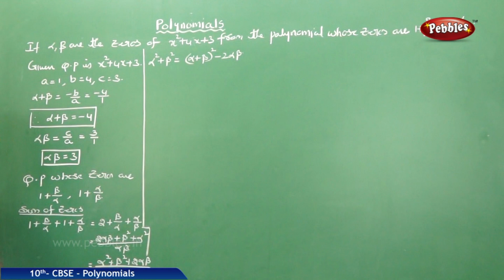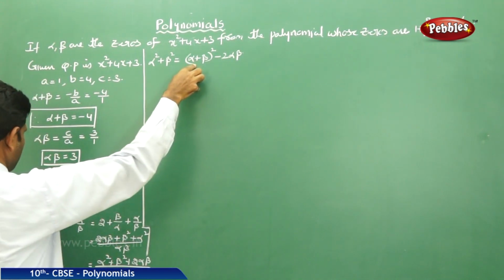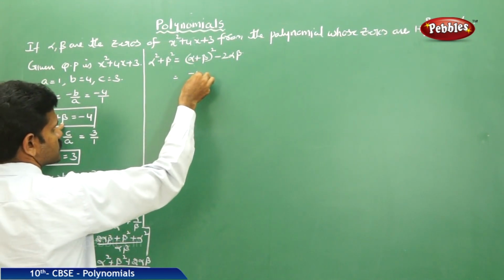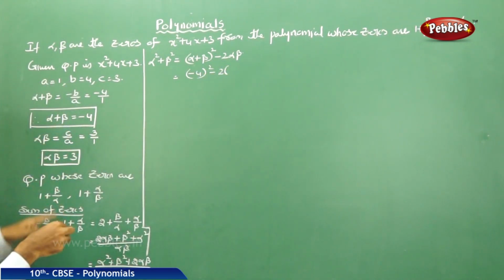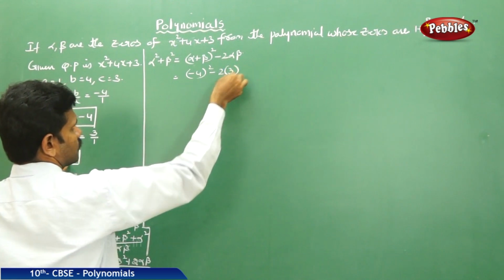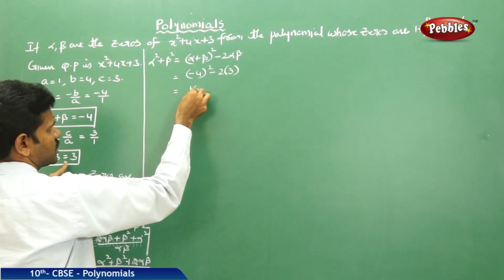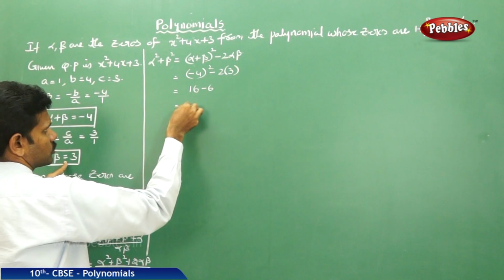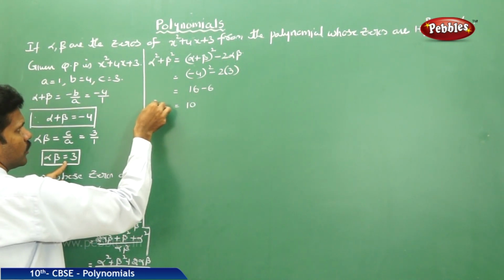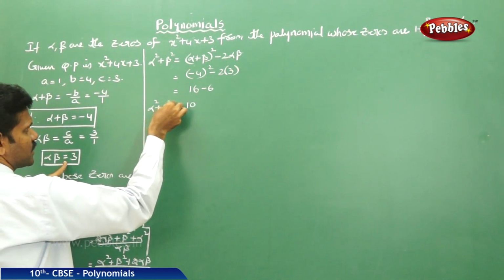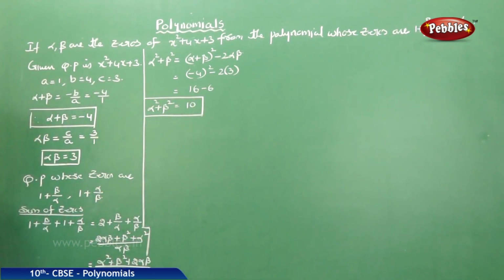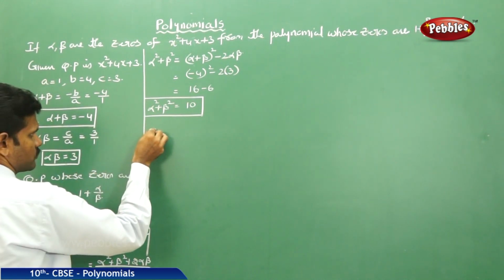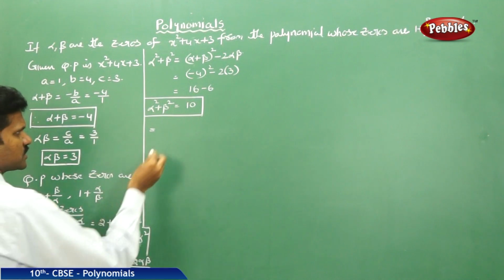This is the formula. That is equal to alpha plus beta value, which is minus 4, whole square, minus 2 times alpha beta value, which is 3. That is equal to 16 minus 6, that is equal to 10, which is the value of alpha square plus beta square. Now I am ready with the value of alpha square plus beta square. Now substitute these values in the previous equation. What is the previous equation?